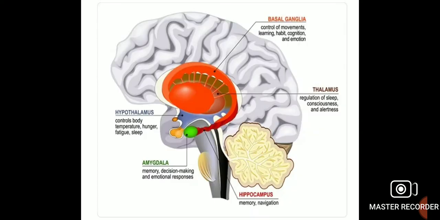Here is one more figure where you can see the actual location of the hippocampus. The major red shaded area includes the basal ganglia, and at the last part of the basal ganglia the hippocampus is located, and after that the amygdala. Behind the basal ganglia you can see the thalamus, and below that the hypothalamus. This is how you can remember it in an easier way.